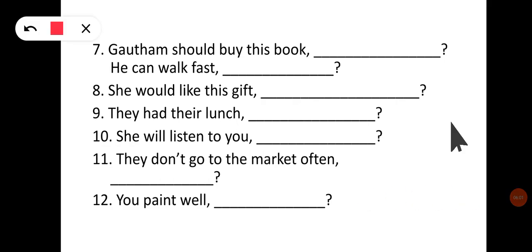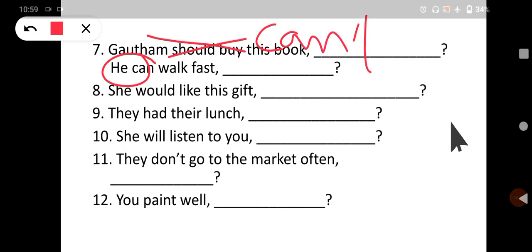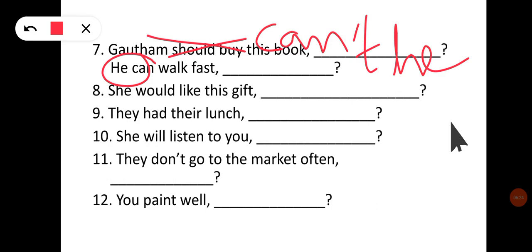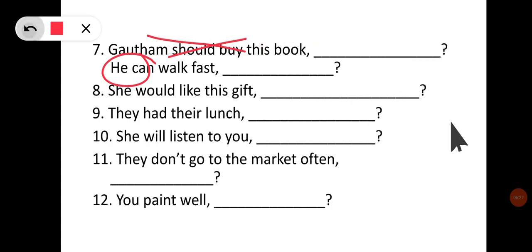The next question here is: he can walk fast. Okay. Only consider the subject and the helping verb. So can becomes can't, and he remains as he. So he can becomes can't he. Next one.